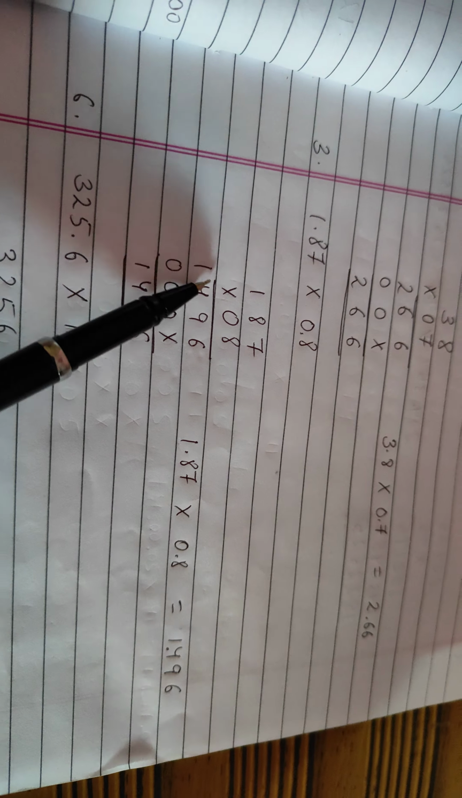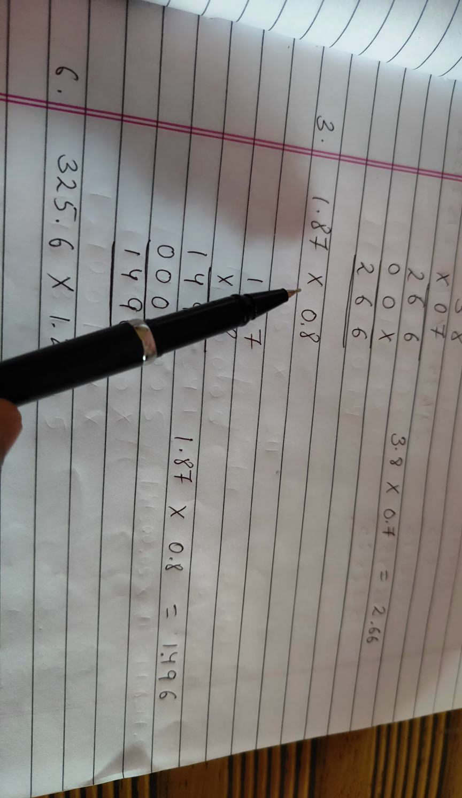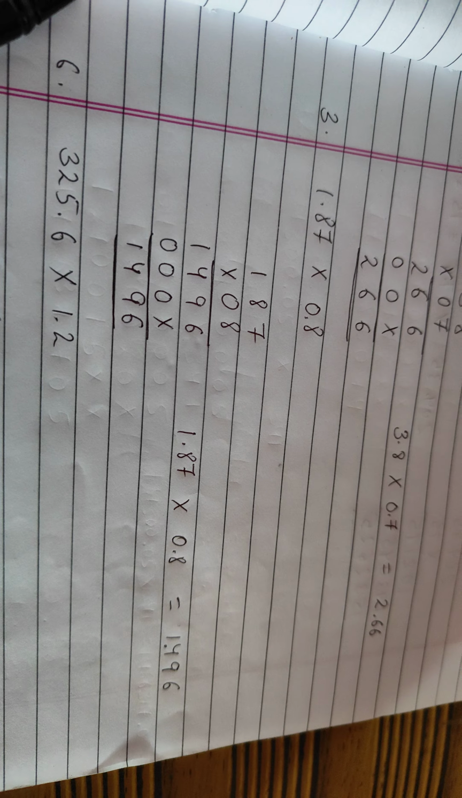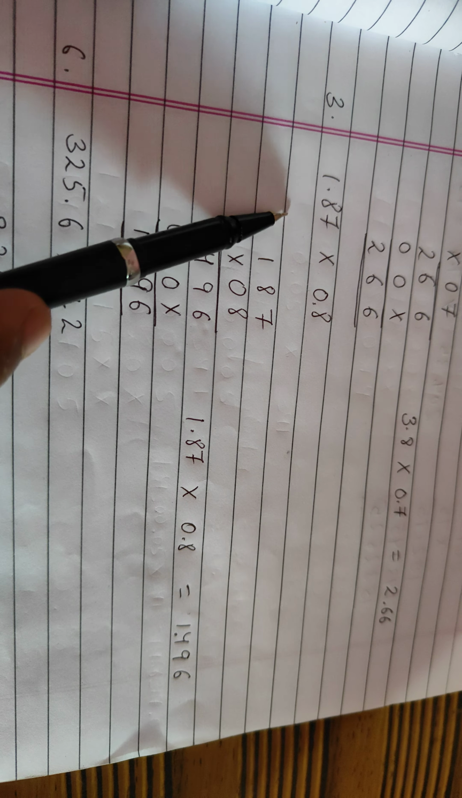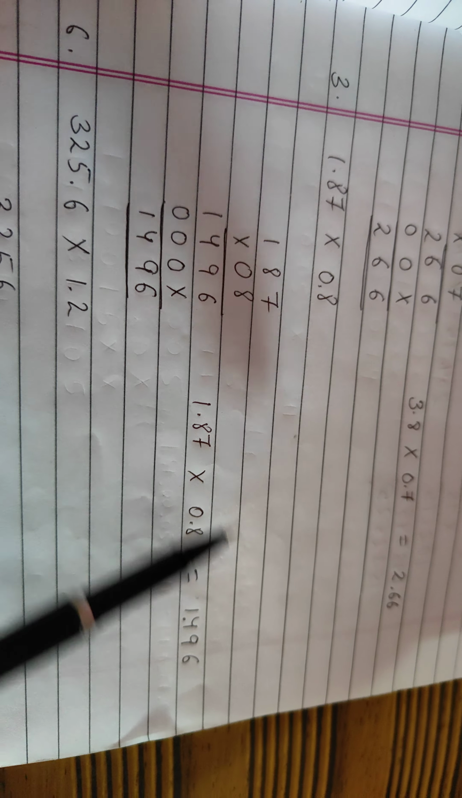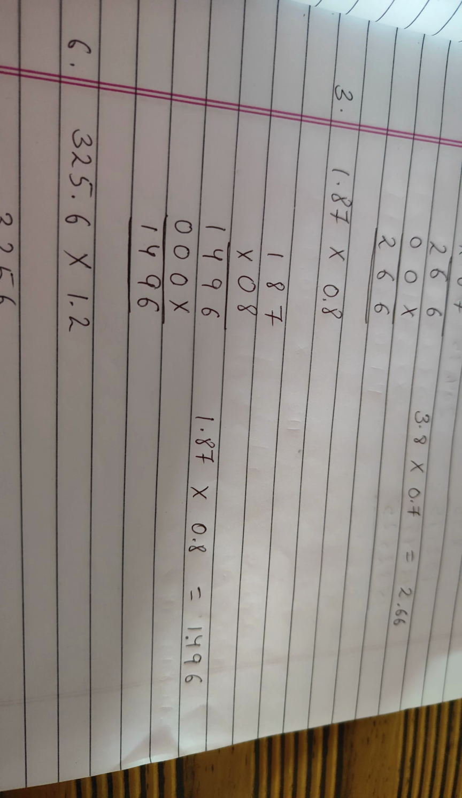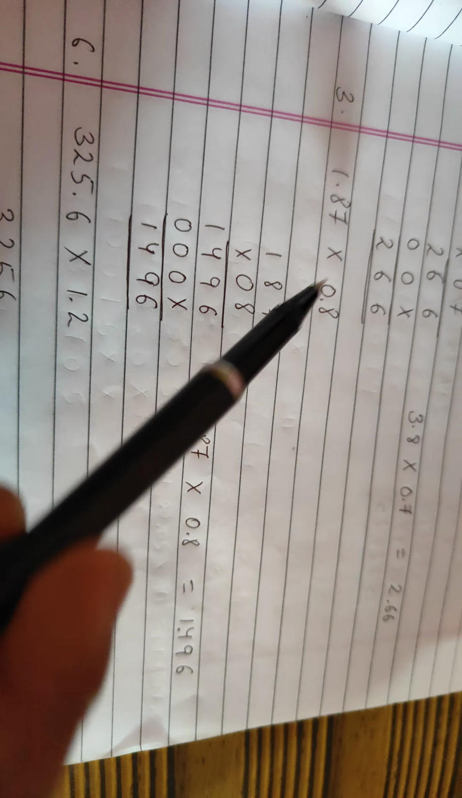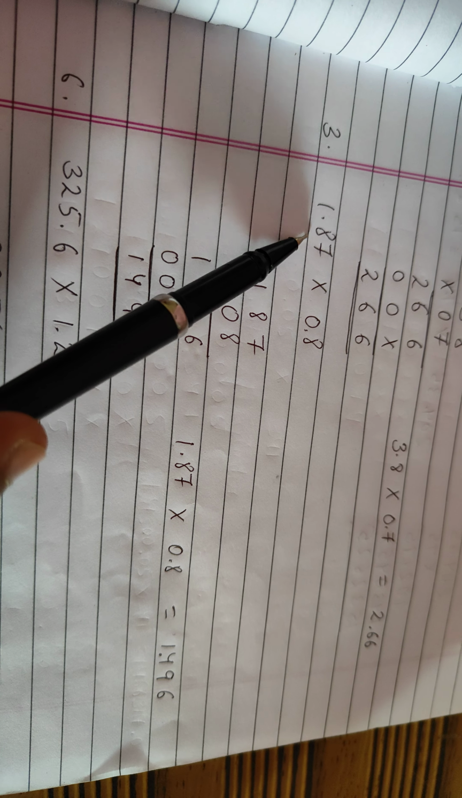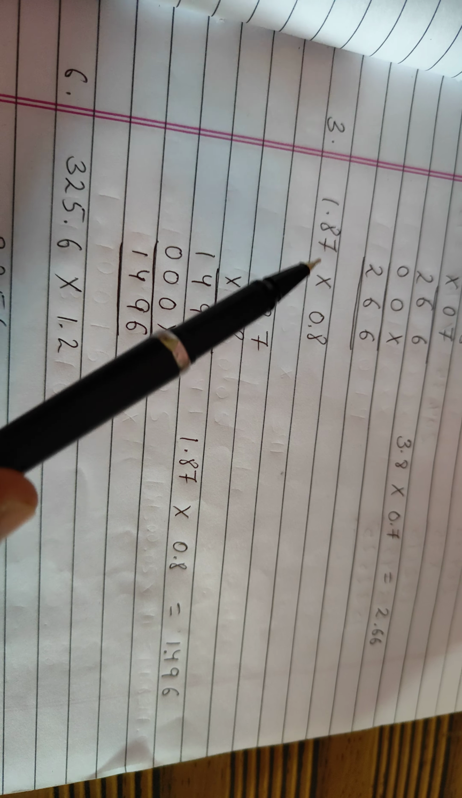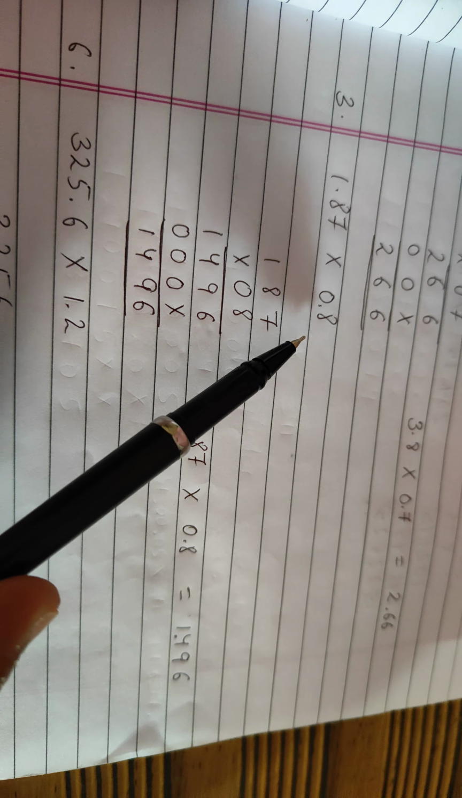Likewise here we will do. We have 1.87 multiplied by 0.8. Now here we will remove the decimals and multiply as we usually do. We will get the product as 1496. But now students, here if you see, we have 2 decimal places and here we have 1. So 2 plus 1, total 3 decimal places.